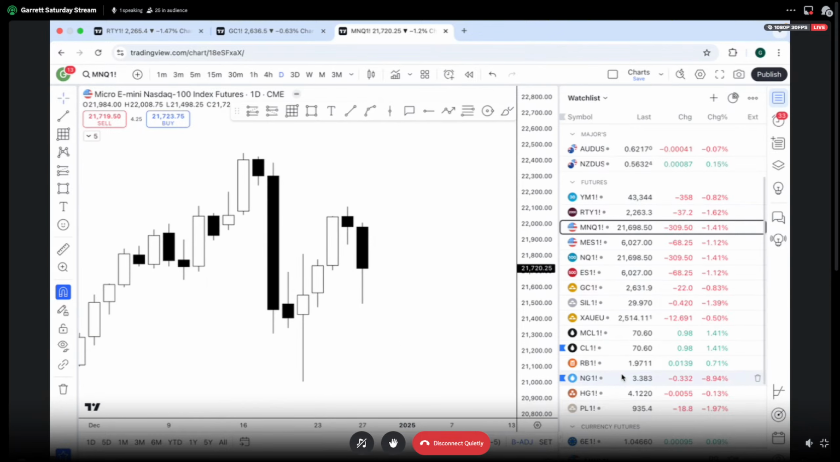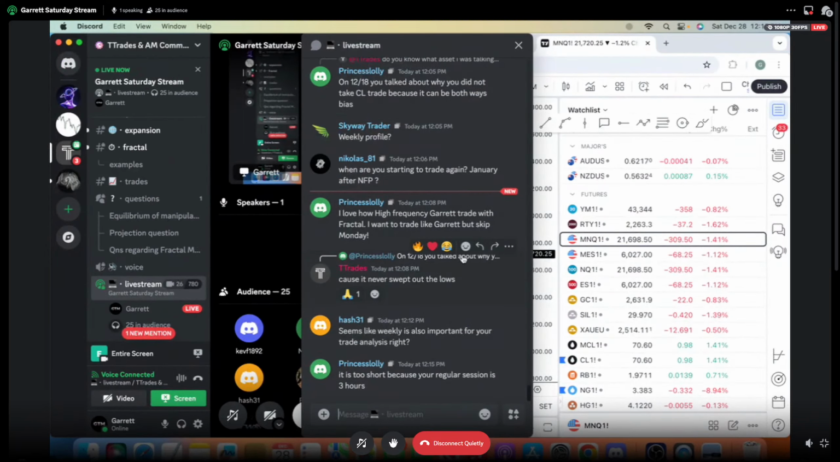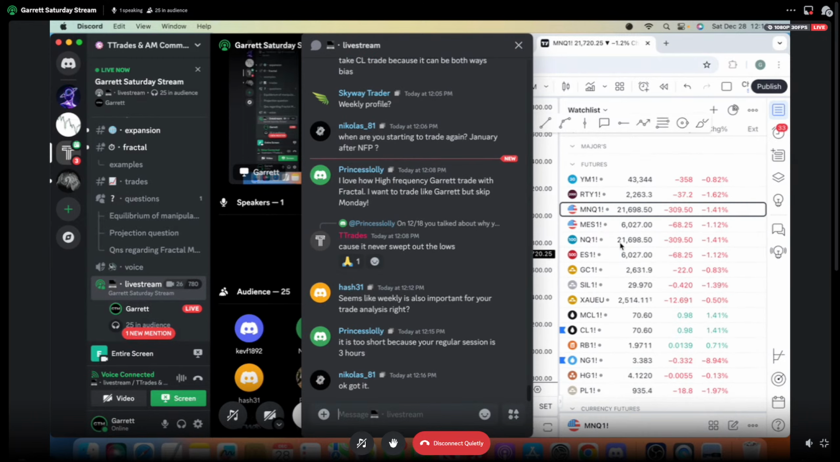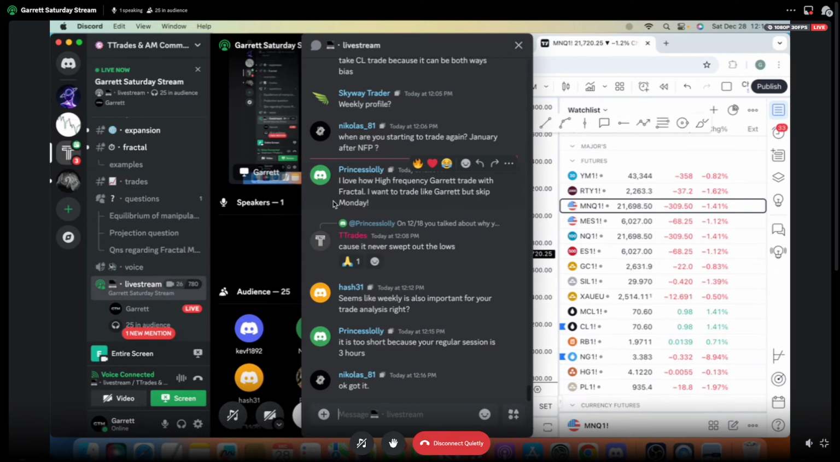You see all these pairs here. You may think I trade a lot, but I actually don't. Majority of the days, they don't print what I demand from the market. But since I'm so picky, I can trade all these. I love how high frequency Garrett trade was.